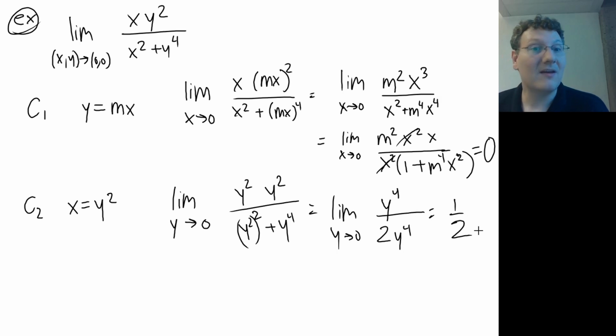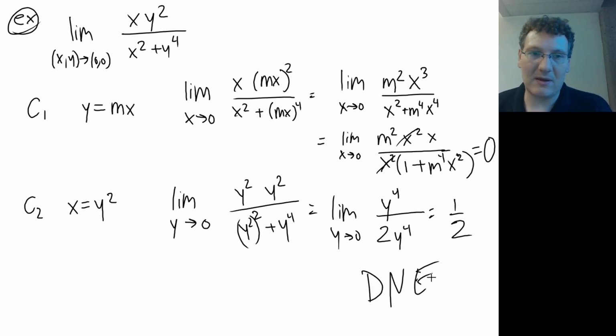So again, we have that the limit is different along different paths. So the limit does not exist. Now, how you find the paths is kind of a trial and error kind of thing.